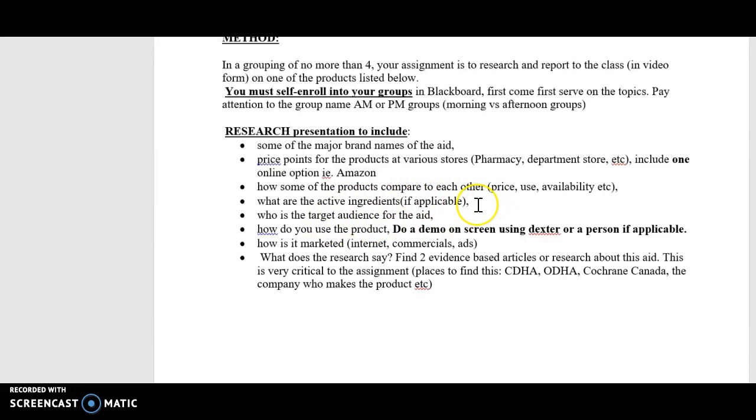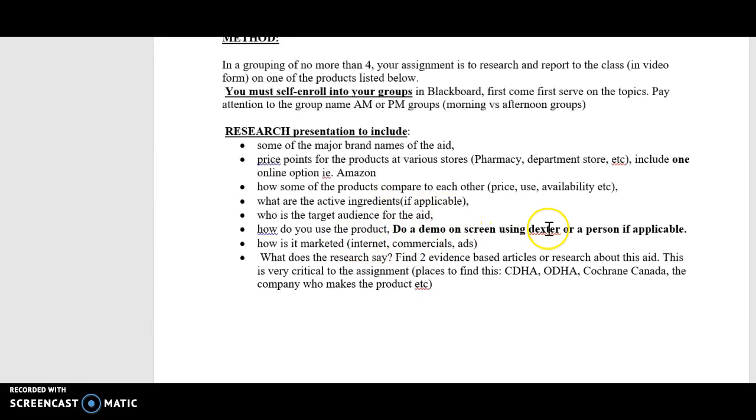What are the active ingredients? So this is only for ones that actually have ingredients in it, such as toothpaste, mouthwash, those types of things. A toothbrush doesn't have an active ingredient. Who is the person that that aid is really meant for? So it could be that it's anybody, or it could be that it's very specific types of person or patient, or a patient with something very specific.